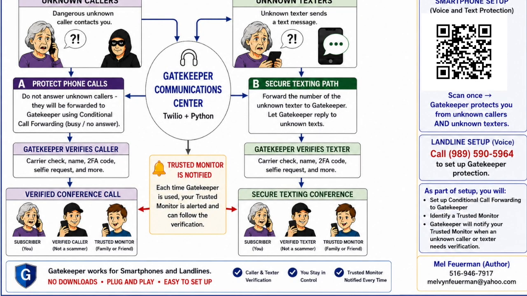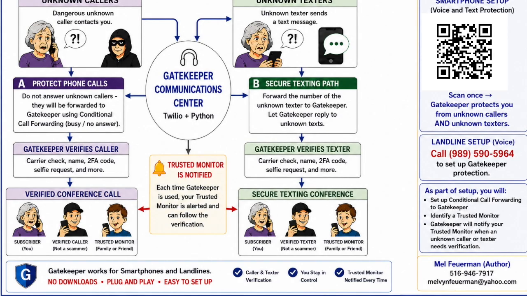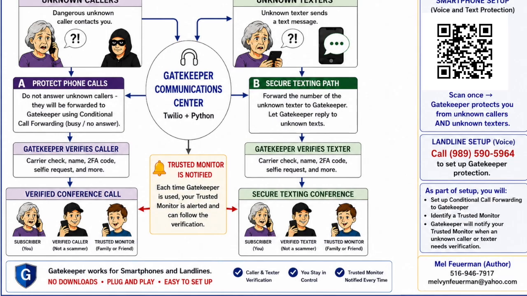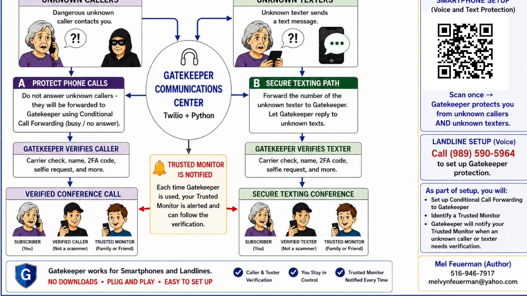Now, what happens when I get a call from an unknown caller up here? Unknown call. The lady is very worried. She's getting a call from an unknown caller. So what happens is she does not answer the call. So what happens when you don't answer the call? The call is routed, or call forwarded, to the gatekeeper. That's what's called conditional call forwarding. So the customer, or the old lady in this picture, didn't answer the call, so it's sent to the gatekeeper. So the gatekeeper gets the call from the unknown caller, and what happens then?